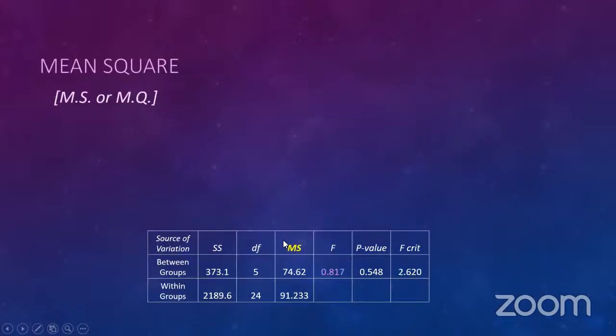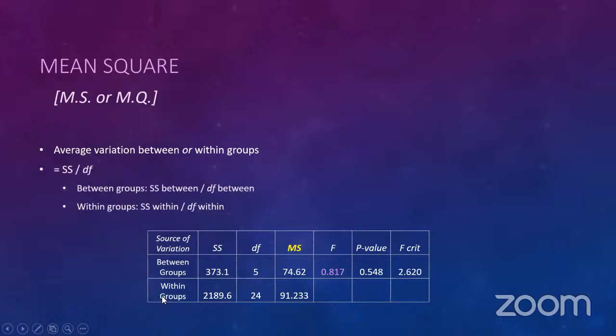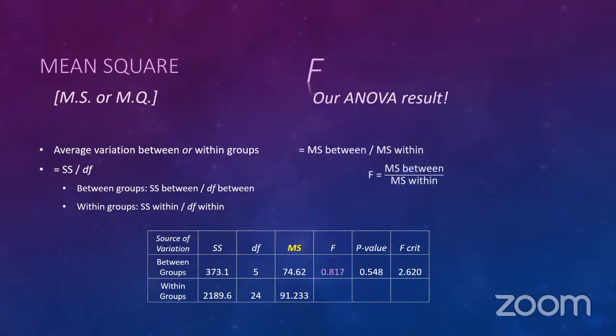So what about the third value, the MS or the MQ, which is the mean square? Here we want to take the average variation either between the groups or within the groups. Also, this is a straightforward equation. We will just divide the sum of squares by the degree of freedom, once for between the groups and once within the groups. So what about our F ratio? At last we came to our F ratio. It's simply the mean square between groups divided by the mean square within the groups. So we have many steps to reach our lovely F, our ANOVA result.